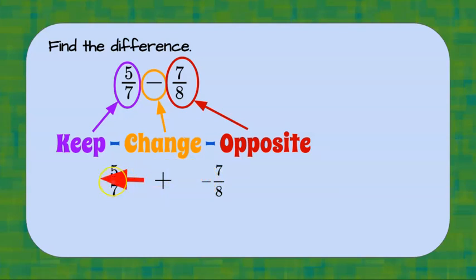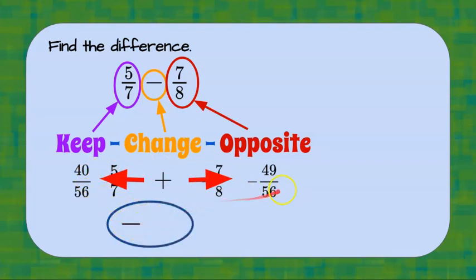So our common denominator for 5/7 is going to be 7 times 8 is 56. 5 times 8 is 40. Now we're going to change this one. We're going to get a common denominator of 56. 8 times 7 is 56. 7 times 7 is 49. So now that they have a common denominator, I can compare. The absolute value of -49/56 is +49/56, which is larger. So I know that my answer is going to take on the sign of the larger absolute value.